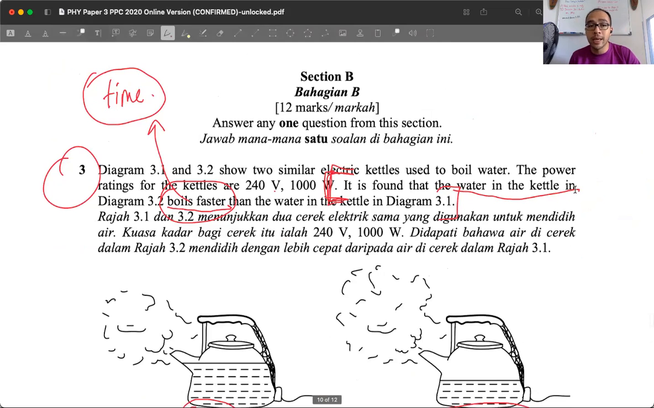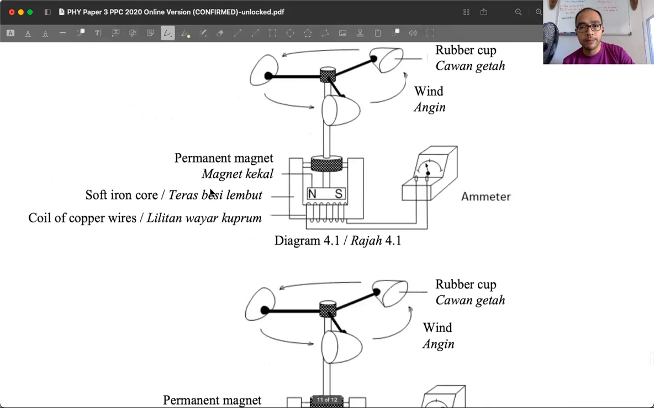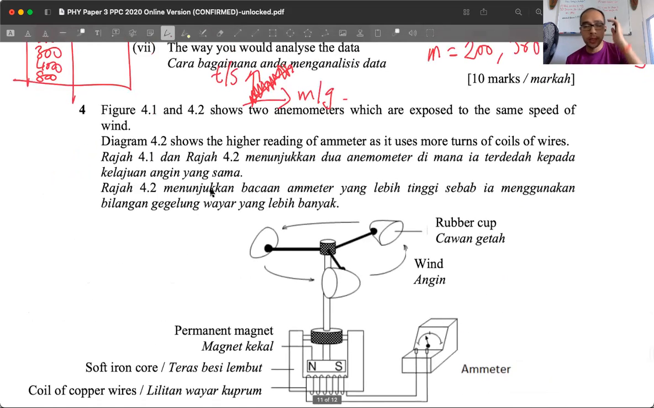It is found that the water in the kettle boils faster. Okay, now if you want increase in temperature, this sentence will be, it is found that the temperature, or it is found that the water in the kettle in diagram 3.2 is hotter after a certain amount of time. Then you can talk about increase in temperature. But because we have the words boils faster, this is why we only consider the time, the boiling time for this. But if you feel that you still deserve a mark, then come and show me your answer again. I will consider it.